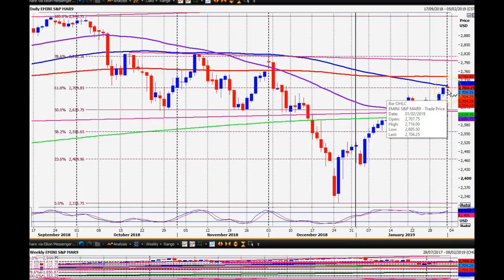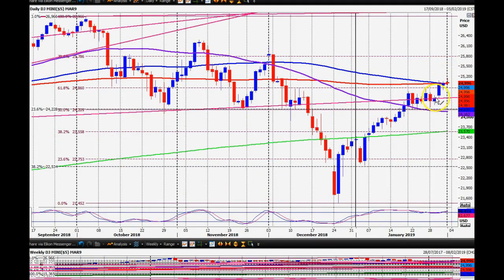Now if we break above last week's high of 2716, then we can push up to the low 2740 area. Emini Dow Jones is also getting tangled up in the 100 and 200-day moving averages. As you can see, the 100-day moving average is about to cross below the 200. That's a little bit of a negative signal.